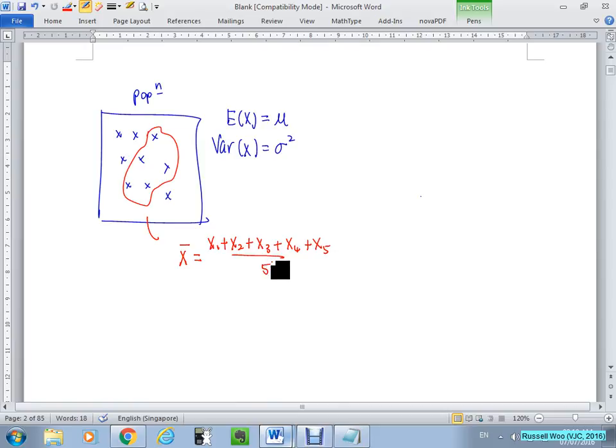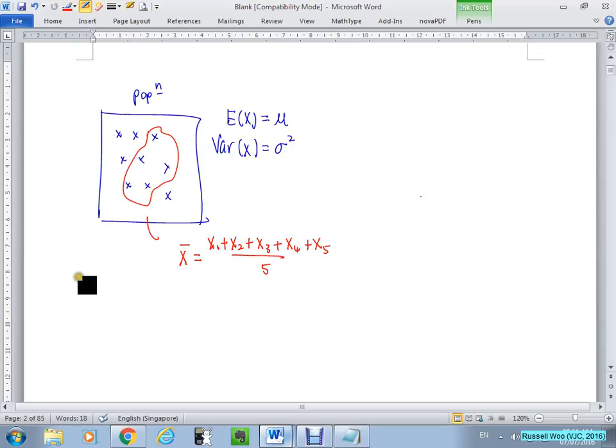Now, x bar is also not a constant. X bar is also a distribution, because anytime you randomly pick 5, divide by 5, every time you pick a different 5, you get a different value. It's also a distribution. Now, what we have learned on Tuesday is this.